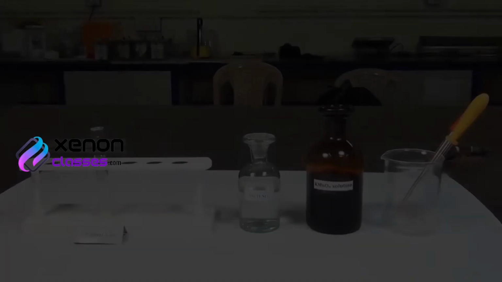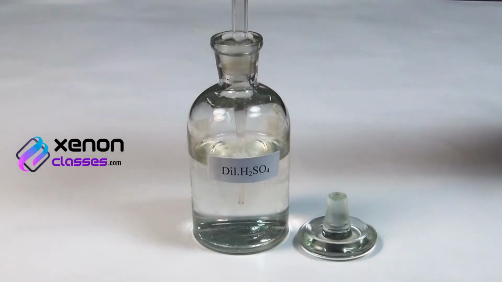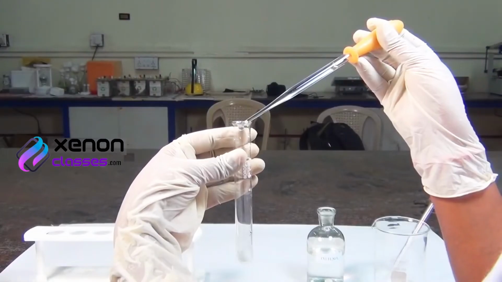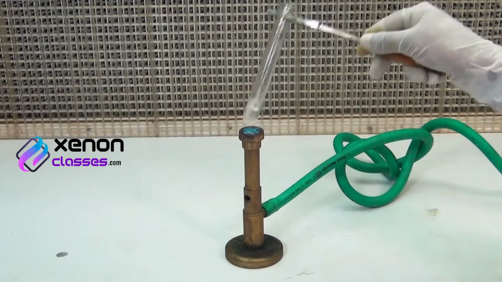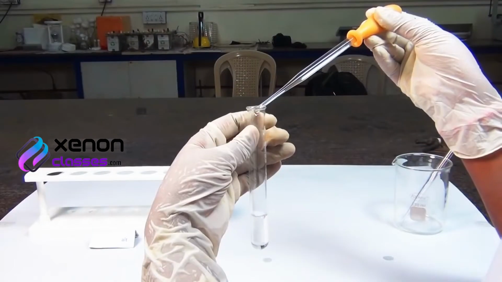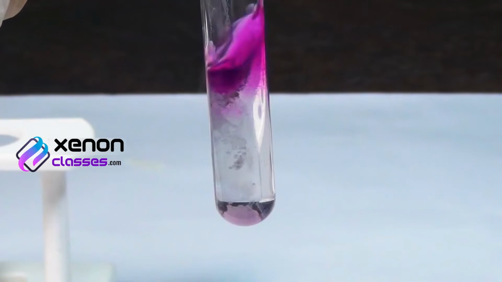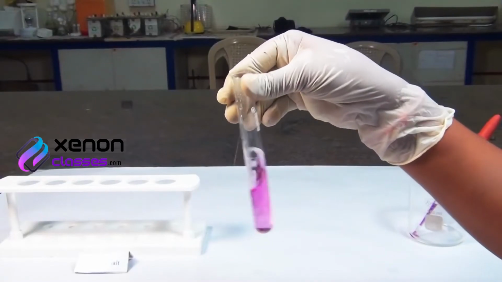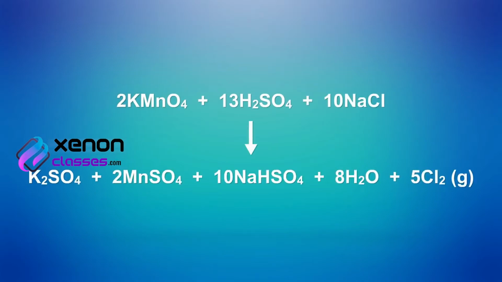Procedure: take a small amount of the salt in the test tube. To this, add a small volume of dilute sulfuric acid using a dropper. Boil the contents over the Bunsen burner to boil off any gas evolved. To this, add little more dilute sulfuric acid. Then add potassium permanganate solution drop-wise using another dropper. Potassium permanganate is decolorized due to the formation of colorless manganese sulfate, and chlorine gas is liberated.